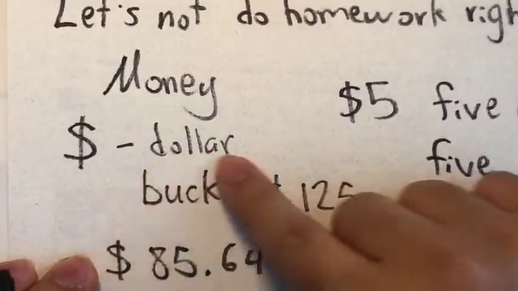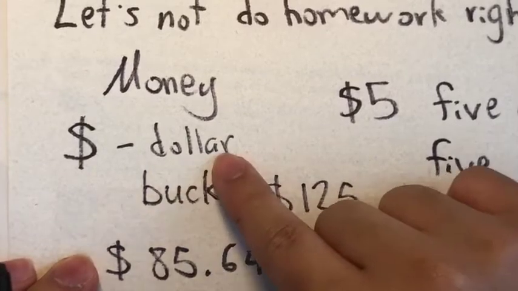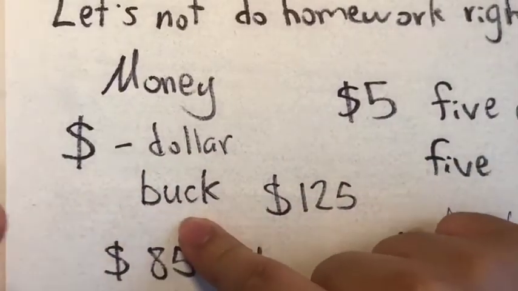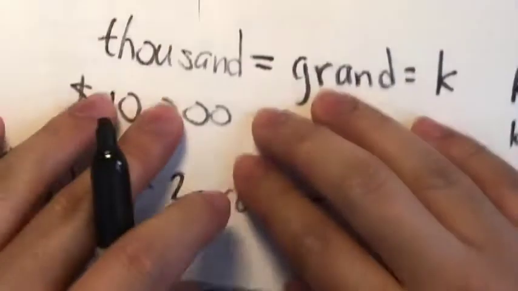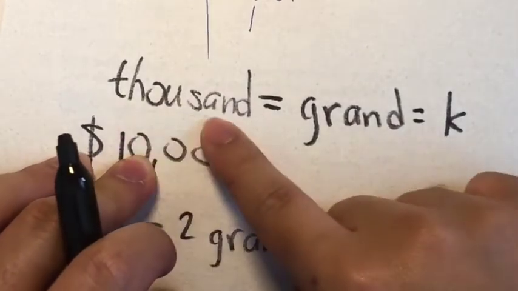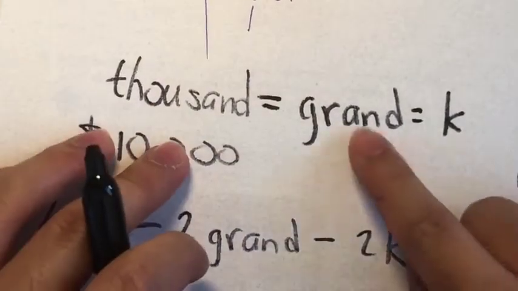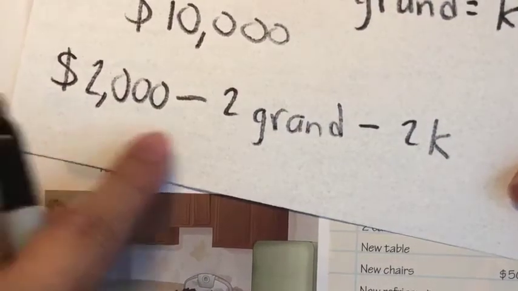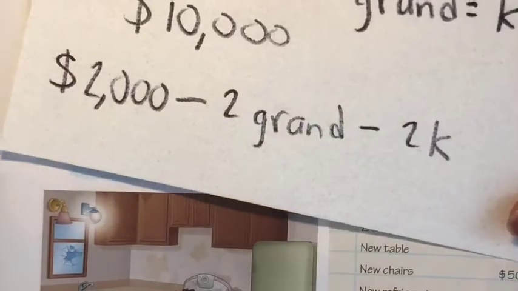So if you're talking about business or you're talking with your boss, you say dollar. If you're talking with your friends or family, you say bucks. If you're talking about business or with your boss, you say 1,000. If you're talking with your friends, you can say grand or K. So, $2,000, 2 grand, 2K, same thing.